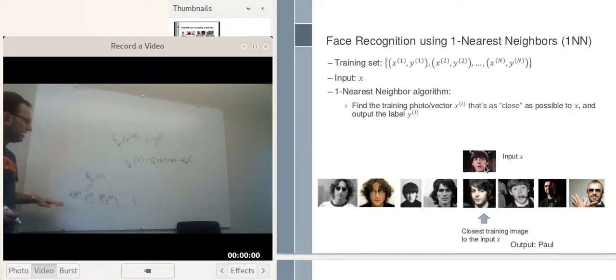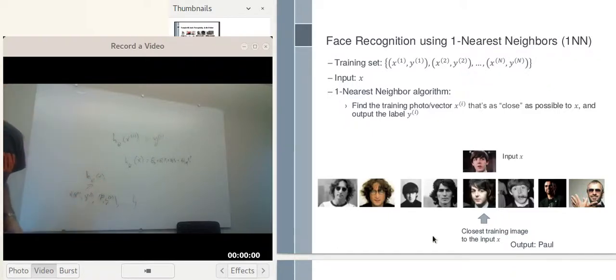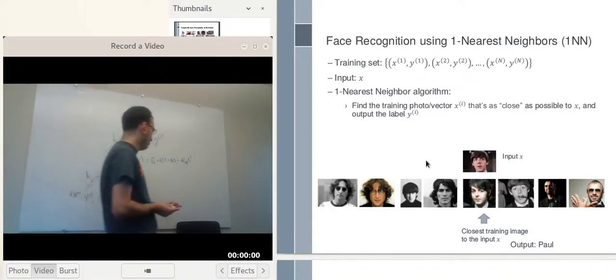So the theta in this case is not a vector, it's a whole data set, right? And the reason I say that it's the data set is because, for a different training set, you would have a different output for any particular x, right? Because it depends on the training set, which image from the training set is as close as possible to x. If this particular picture of Paul was not in the training set, then the output might well be different for the input Paul, this guy. Okay.